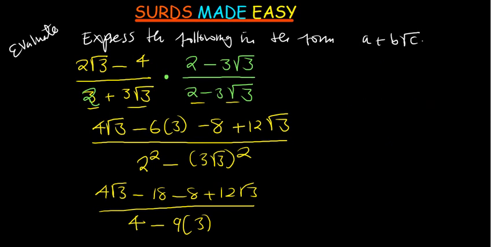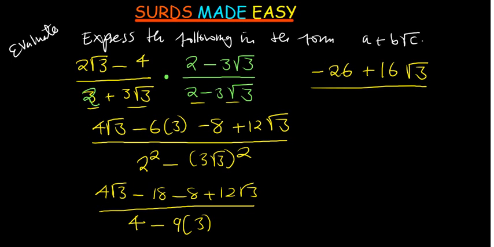And then from there, we'll put like terms on top together. So this is going to be negative 18 minus 8. What's the answer? Negative 26. And then also this plus this. Just add what is outside. So that will be 4 plus 12. What we are adding is this 4 and this 12. Which is going to be what? 16 root 3.